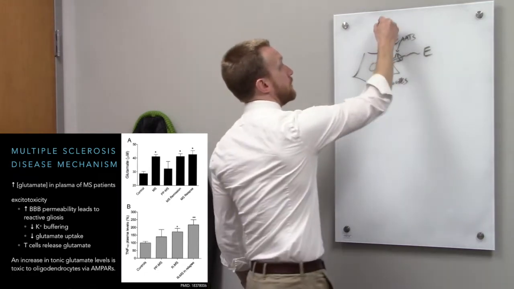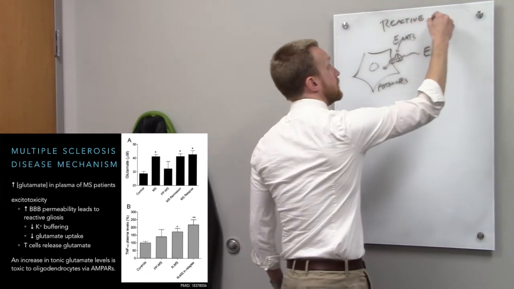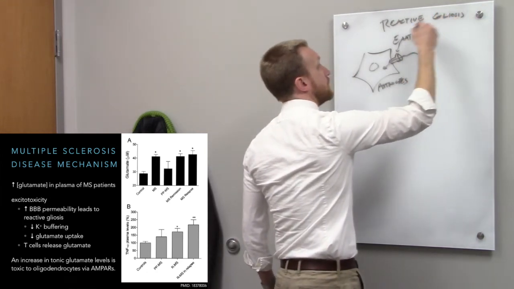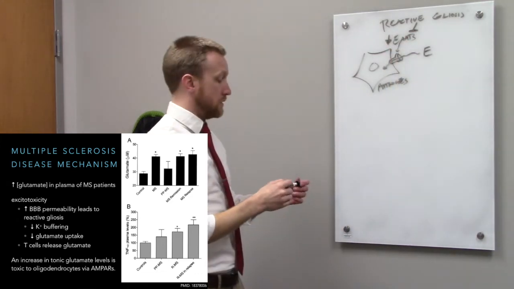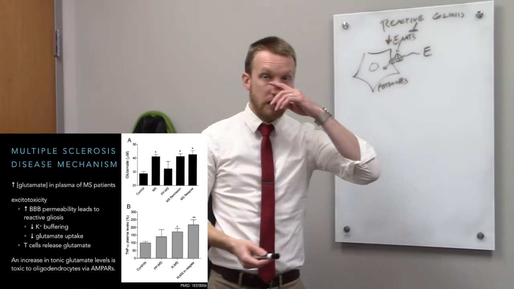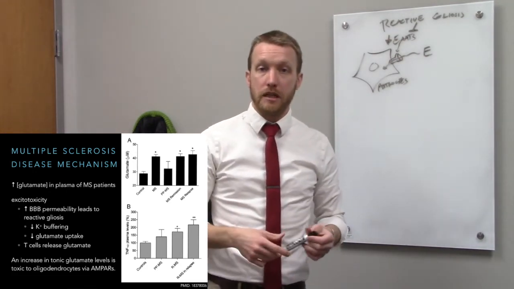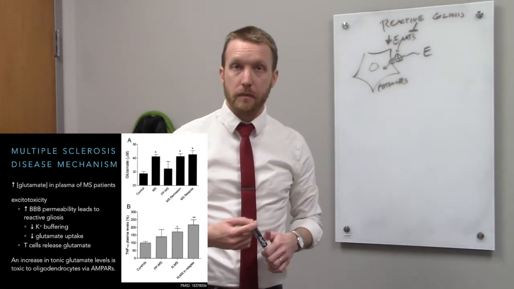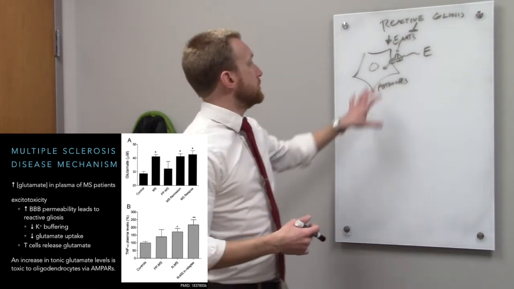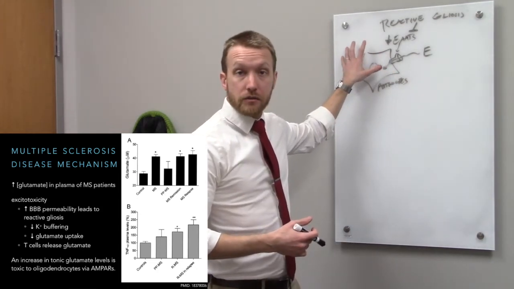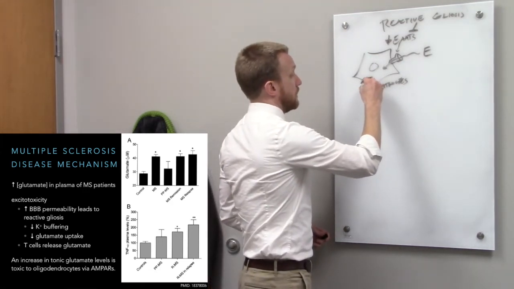So when we have damage leading to reactive gliosis, this downregulates glutamate transporters. We don't pick up the glutamate, that leads to excitotoxicity. And we do see an elevation in glutamate concentrations in the plasma of patients with multiple sclerosis, at least in most cases of it. This could be caused by impaired uptake. That's always a possibility. Or maybe these astrocytes aren't buffering the potassium as well.